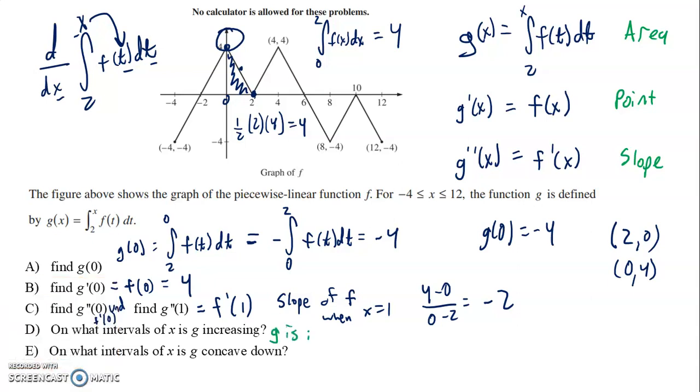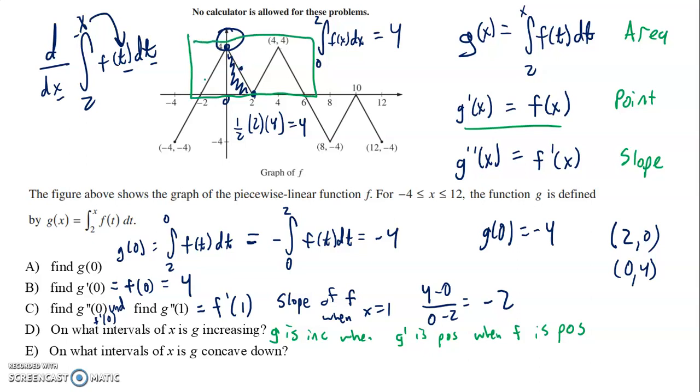So g is increasing when g prime is positive. In this case, g prime is positive when f is positive, because g prime and f are the same thing. So I'm just looking at when f is positive, when f is above the x-axis. So f is positive on the interval from -2 to 6, which means that g prime is positive on the interval from -2 to 6, which means that g is increasing on the interval from -2 to 6.